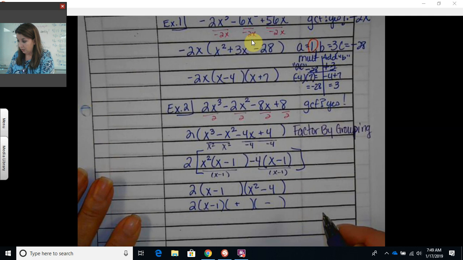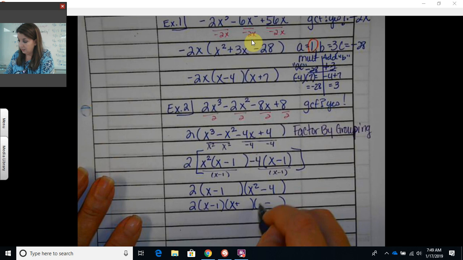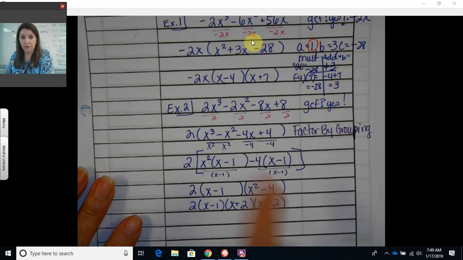My first term is the square root of the first term. So square root of x squared is x. And the second term is the square root of that second term, which is 2. Can I factor either of those any further? Nope, they're linear. Only thing you could do is take out a GCF. They don't have one.